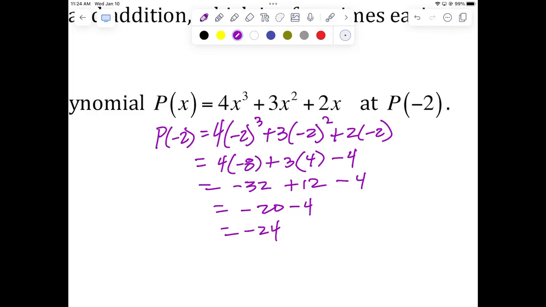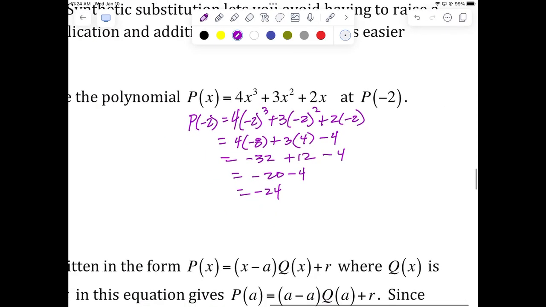Gah! I must have lost 5 pounds doing that. That was a lot of work, wasn't it? I had to raise things to these large powers like cubes and squares, and then I had to keep track of what each term became just so that I can come back at the end and add all the terms together. Is there another way to do that? Yeah, let's try it synthetically.